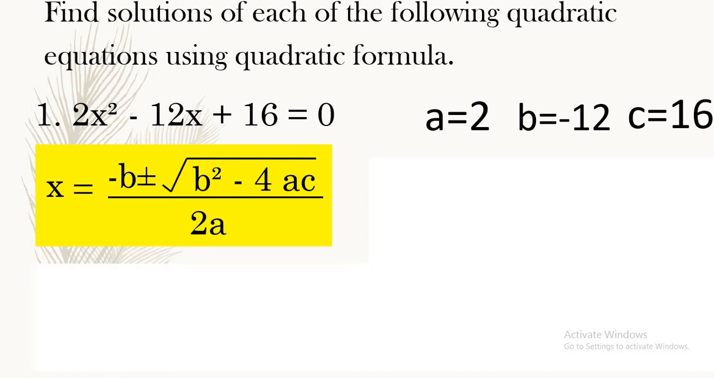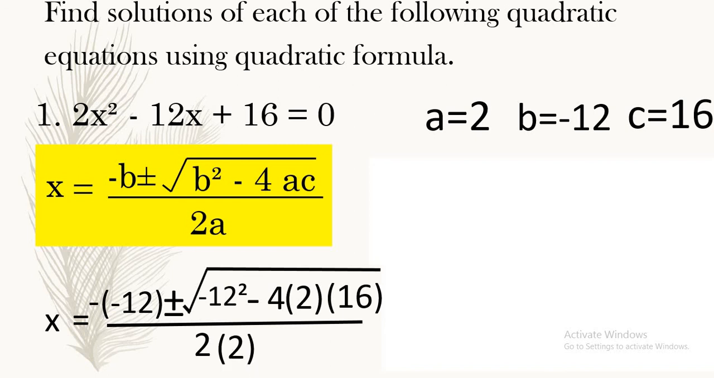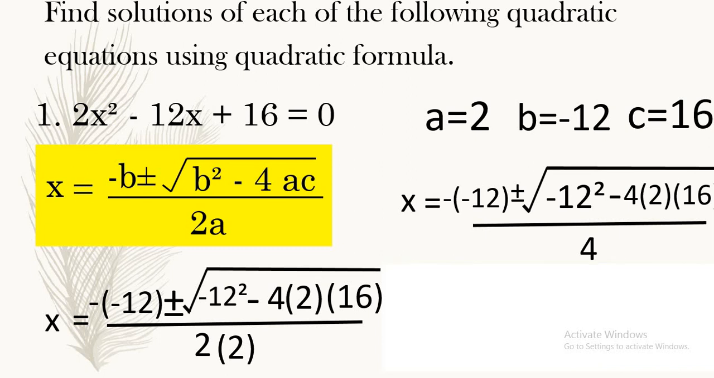Then substitute the values. For b, negative 12. b squared is negative 12 squared. A is 2. C is 16. And a is again 2. Now simplify the negative b, the first part: negative times negative 12 is positive 12.